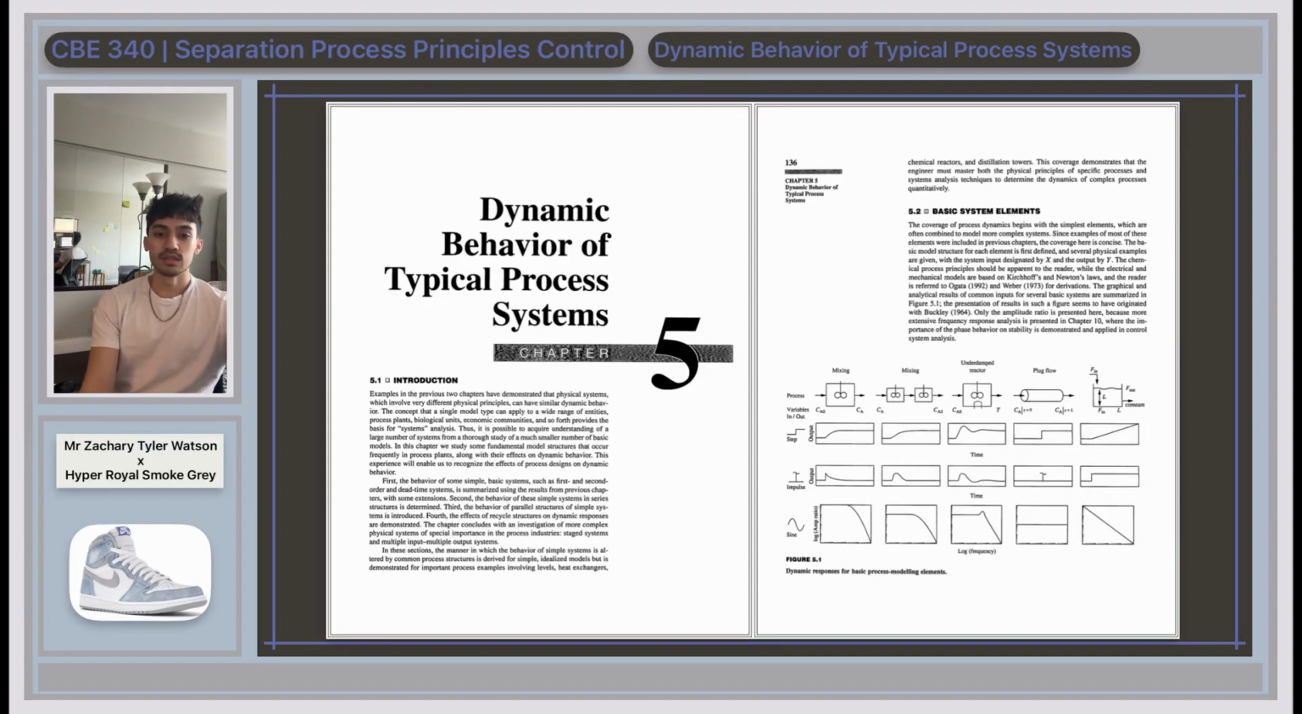Taking a look at CBE 360, it's an excerpt from Marlin's textbook. Chapter 5 is titled Typical Process Systems. This chapter is around 40 pages long. Section 1 is the introduction.